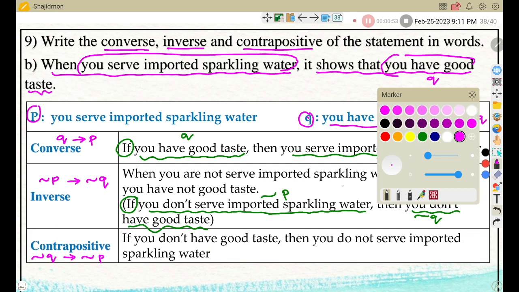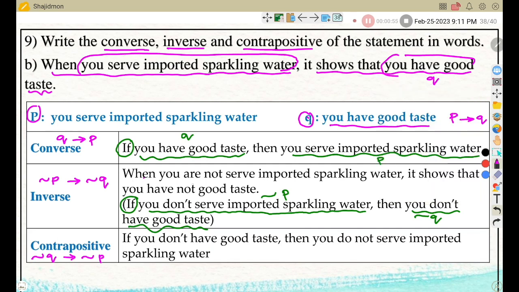Same, you can write it the other way also. When you have not served imported sparkling water, not, you can see not, this is negation P, it shows that you don't have good taste, that is negation of Q here, correct? So this is also correct, both are logically equivalent, up to you. As I told you, more than grammar, make the logical expression clear when you are writing these cases. Okay, now contrapositive.